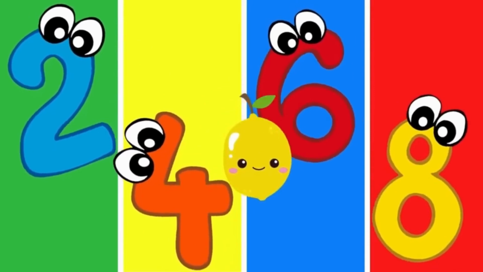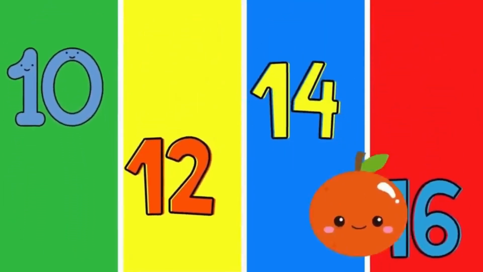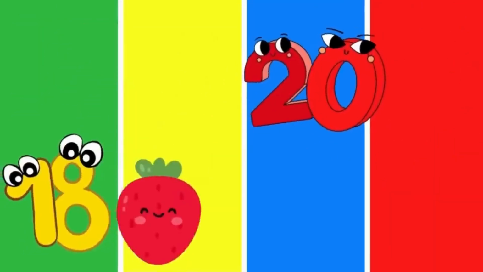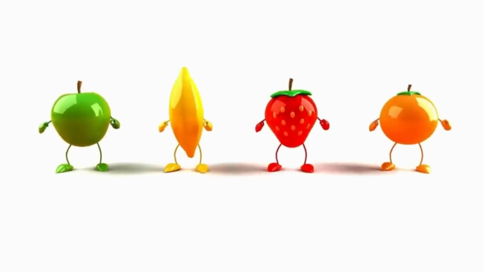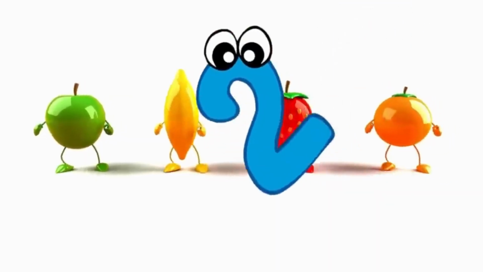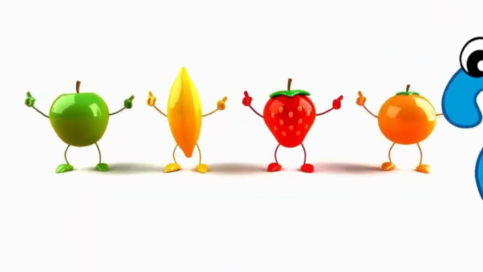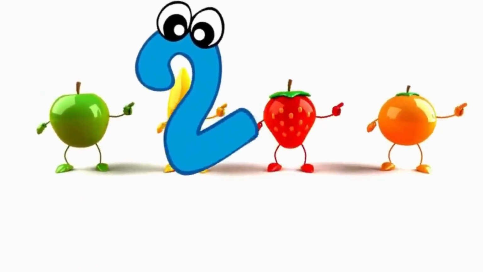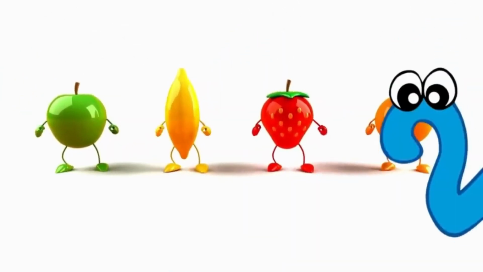2, 4, 6, 8, who do we appreciate? 10, 12, 14, 16, can you feel the rhythm? 18, 20, let's dance. Move your body, take a chance. 2, 4, 6, 8, counting by twos, it's great. Counting by twos, let's go. 1, 2, skip a few.